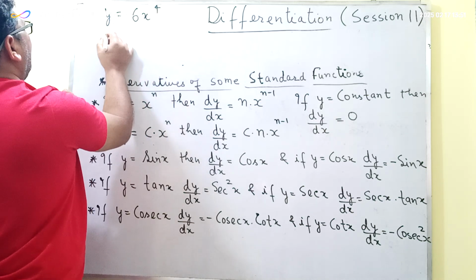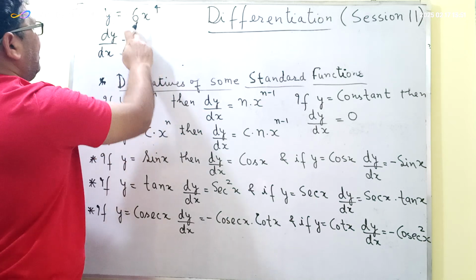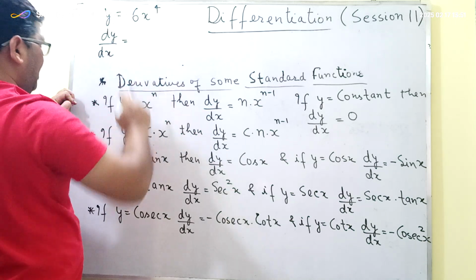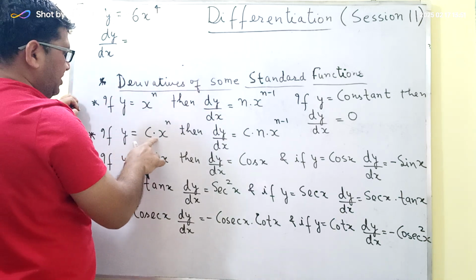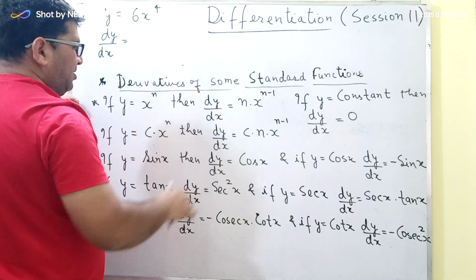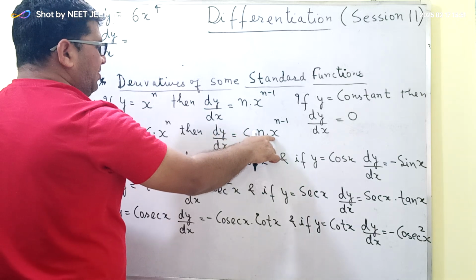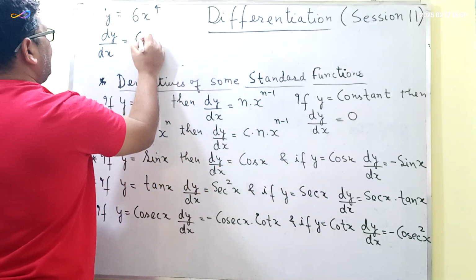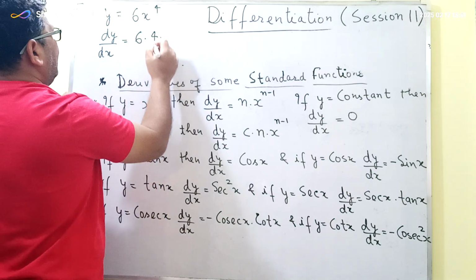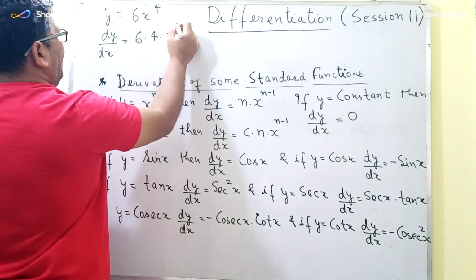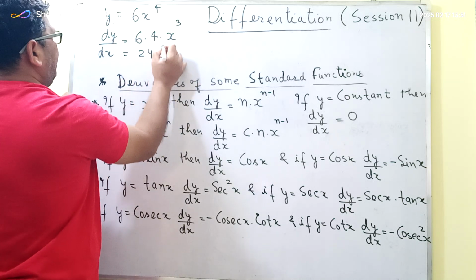So यहाँ पे dy by dx क्या हो जाएगा? So in this case see this 6 is a constant and this is x to the power 4. So I will be using this formula c into x to the power n. So dy by dx will be equal to c into n into x^(n-1). So यहाँ पे c हो गया आपका 6, n हो जाएगा 4 into x^(n-1) will be equal to x^3. So this is equal to 24x cube.